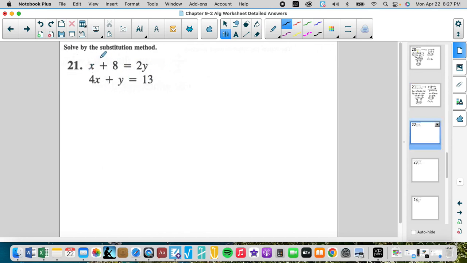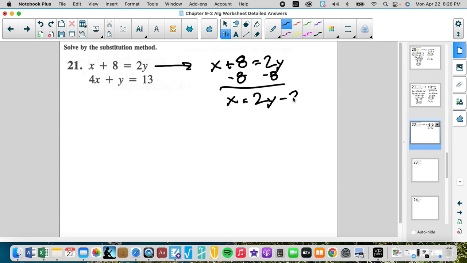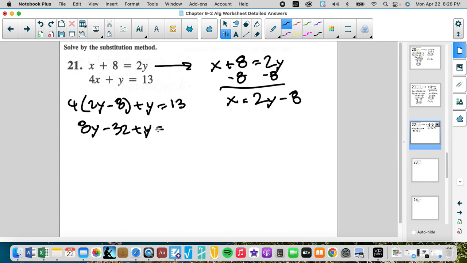It doesn't matter, both ones. I'm just going to take this because it's up top. And when we plug in for x, that's okay, that's not hard. So x plus 8 equals 2y minus 8 minus 8. X equals 2y minus 8. Not 4x, I'm plugging in for x. So it's going to be 4 times my x value, which is 2y minus 8 plus y equals 13. Distribute the 4. 8y minus 32 plus y equals 13.